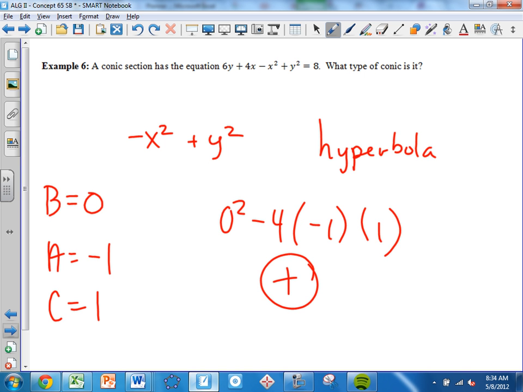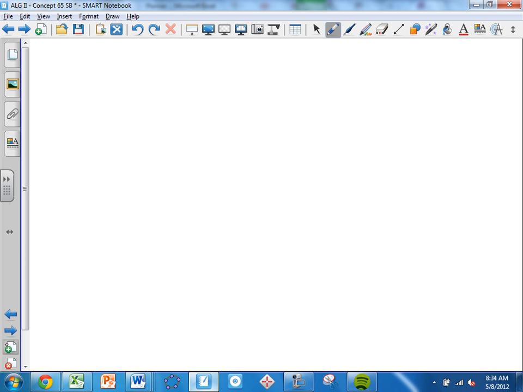I want to do one example with a circle versus an ellipse. All right. I'm going to add one in here. Add one in before we end.